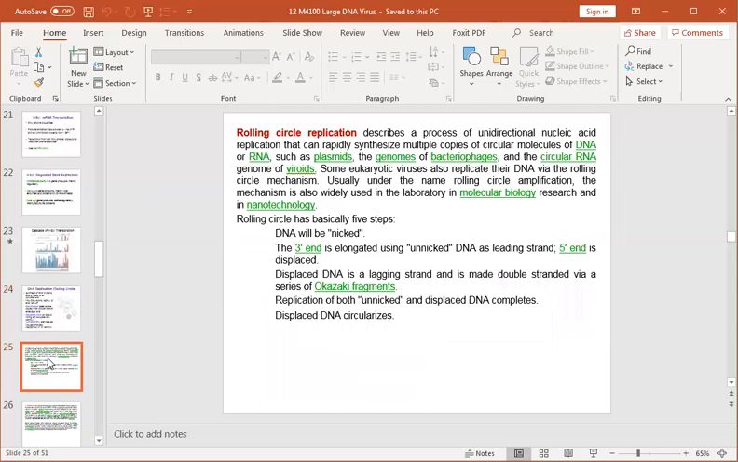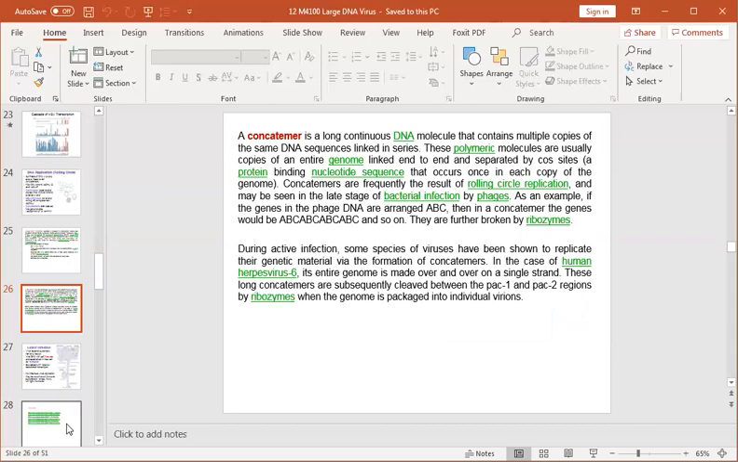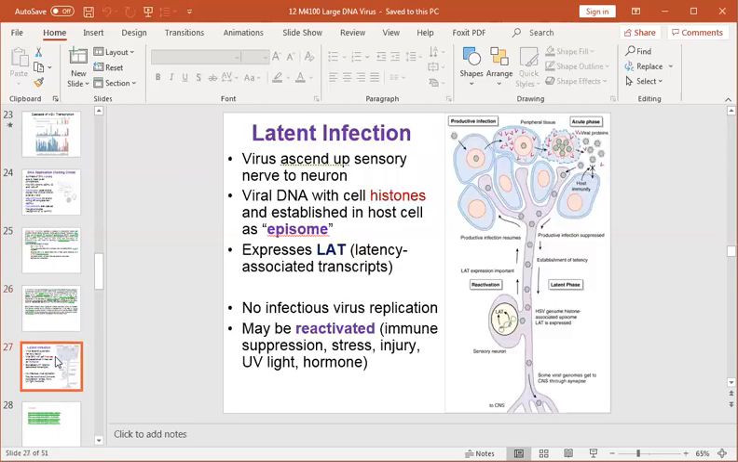Slide number 25 describes rolling circle replication for those of us who may have forgotten how it works from other courses, while slide number 26 talks about what a concatemer is and how concatemers play a role in human herpes virus 6 replication, etc. I want you to take a look at this and refresh your memory from the previous prerequisite courses. Moving to slide number 27, again, a very important slide.